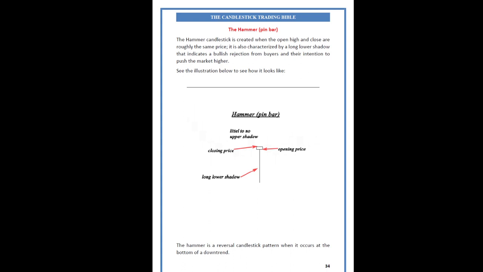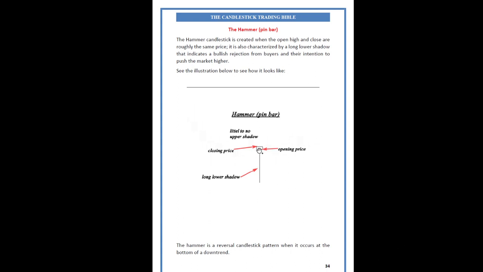And this is created when the open and close are roughly about the same price. It's also characterized by a longish shadow that indicates a bullish rejection from buyers and their intention to push the market higher. So from the example below, you can just start breaking it down.